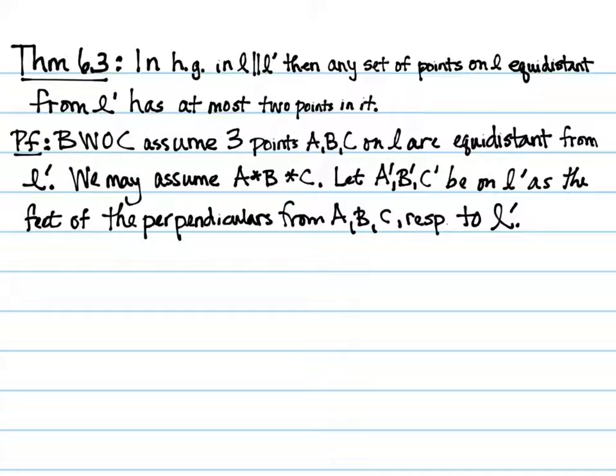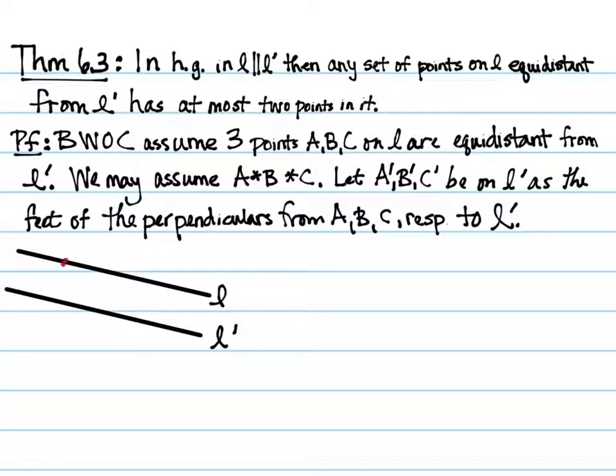Begging for a picture, I know I am, so we're going to draw it. So here's L and L prime, A, B, C, and I have these three perpendiculars to the points A prime, B prime, C prime. So far, so good? Okay, good.